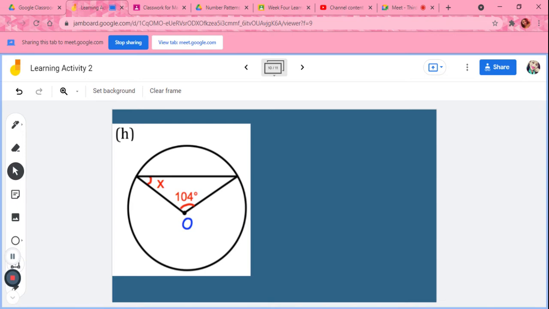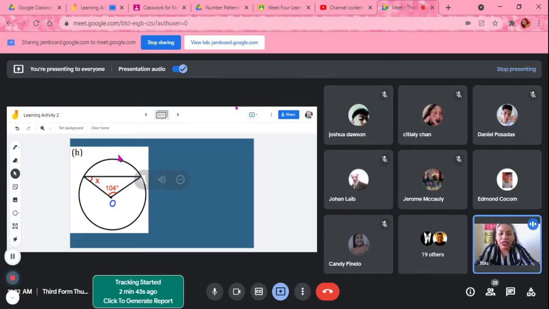Okay. So this one is quite different than the other ones. If you realize, we no longer have theorem number 3. This is something else, all right? We don't have the right angle in this triangle. Nowhere do we see that.